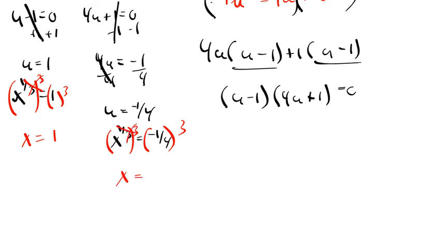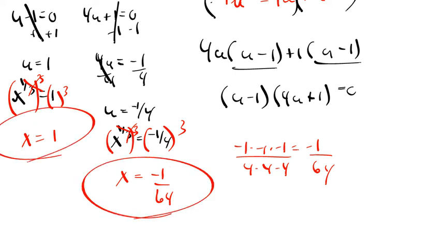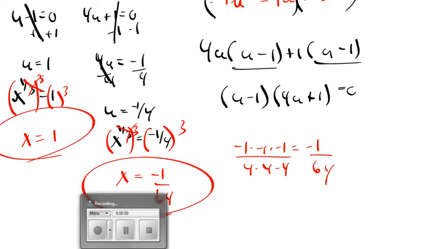So I get x equals. Now I have to raise negative 1 and 4 to the power of 3. Negative 1 to the power of 3 means negative 1 times negative 1 times negative 1, which is negative 1. And then on the bottom, we have to do 4 times 4 times 4. That's going to be 64. All right, so that's going to be negative 1 over 64. And I think we have our two answers for x. Cool beans. And that concludes this section.